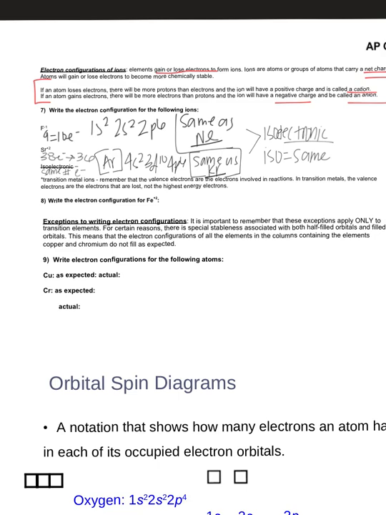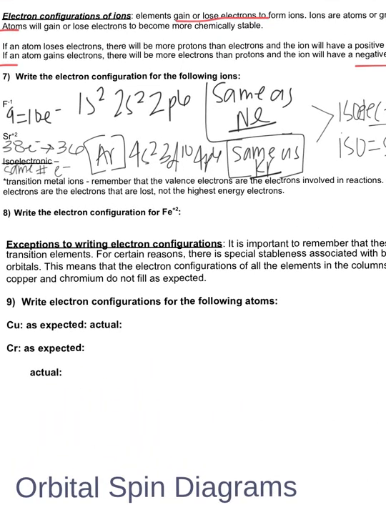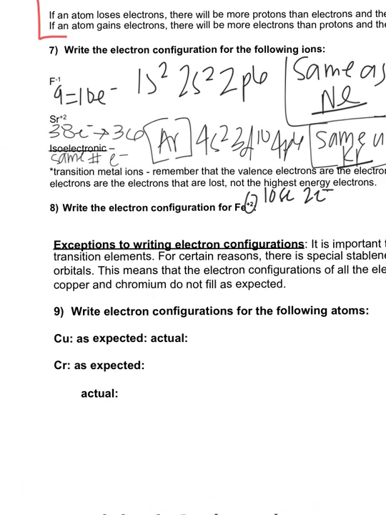Now they want us to write the electron configuration for iron 2+. Plus 2 means that I lose 2 electrons. Just to start, let's do the uncharged first. We'll just do the shorthand. So it'd be argon, and then it would be 4s2, 3d6.